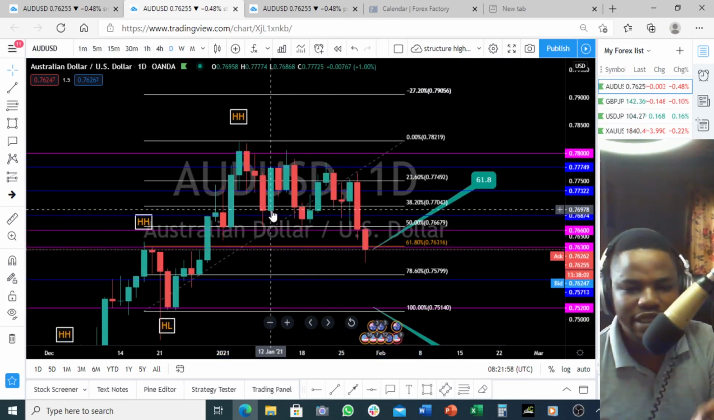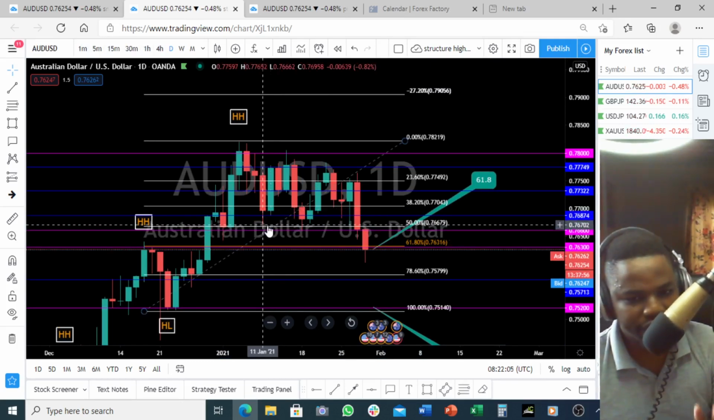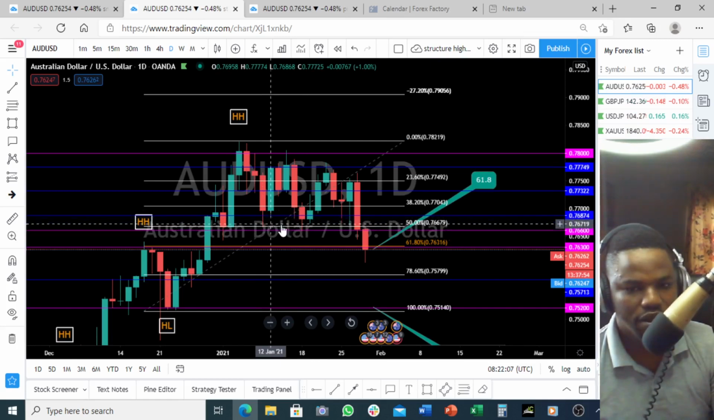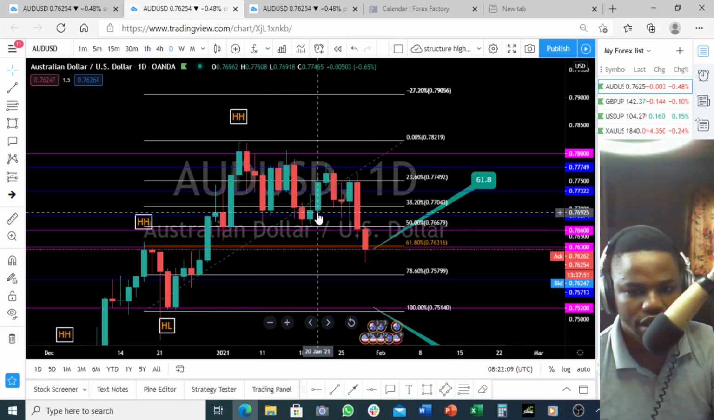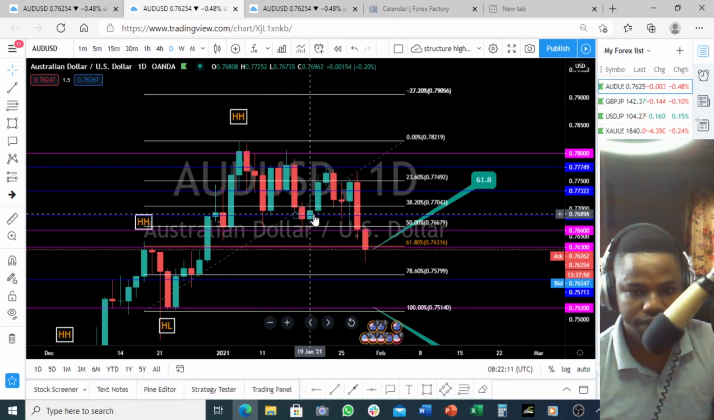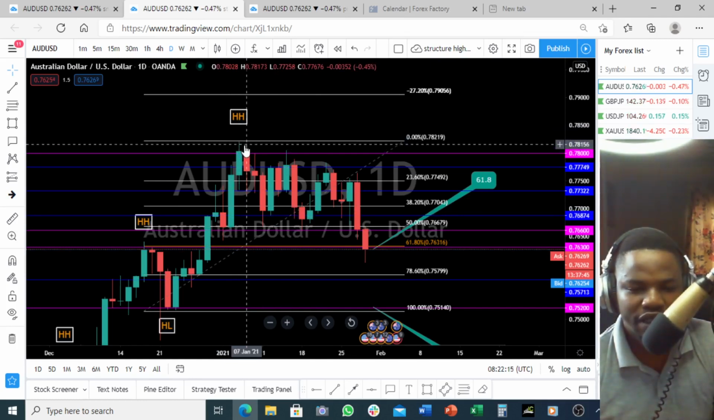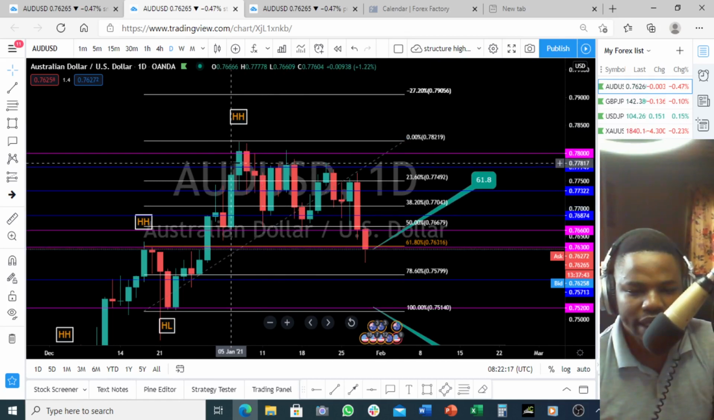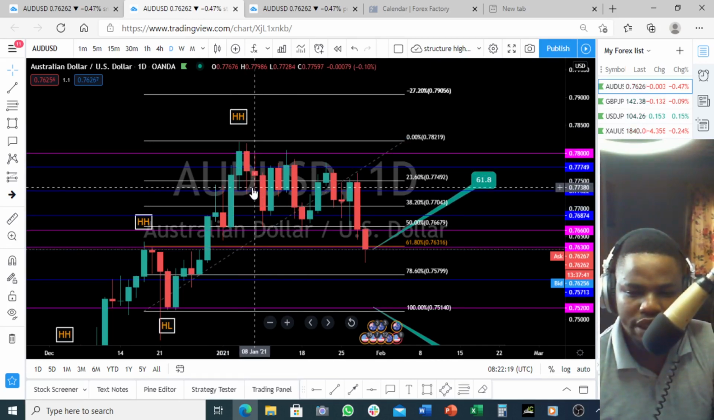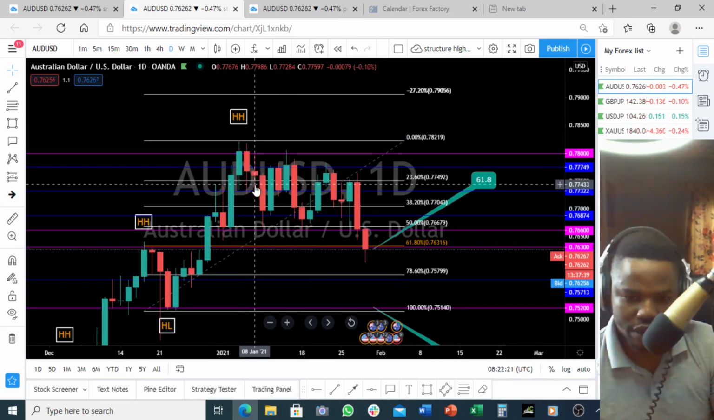Please, this is something that is going to confuse you, but do yourself a favor. Try to grab this from this point. If you can catch it here, you are not going to have a problem with the structure. Yes, it pushed up to this level, gave us a pullback. It gave us a pullback, 23.6 speed bump, but we still trade it.